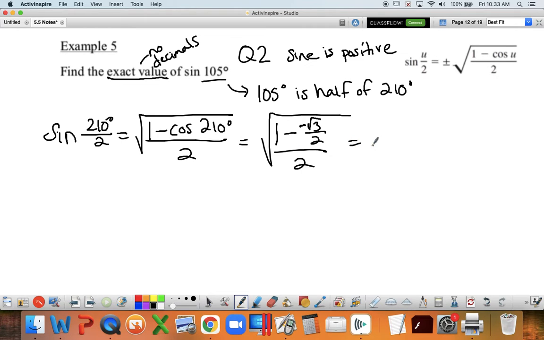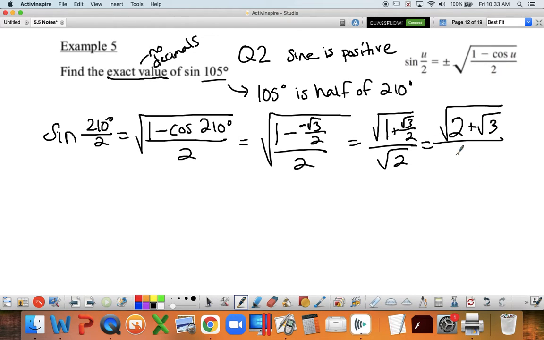So I get the square root of 1 plus square root of 3 over 2, divided by the square root of 2. I've got to simplify this down, and when I do, it simplifies down to the square root of 2 plus the square root of 3, notice that's kind of involved in there, divided by 2, because I have to get rid of that square root of 2 in my denominator.